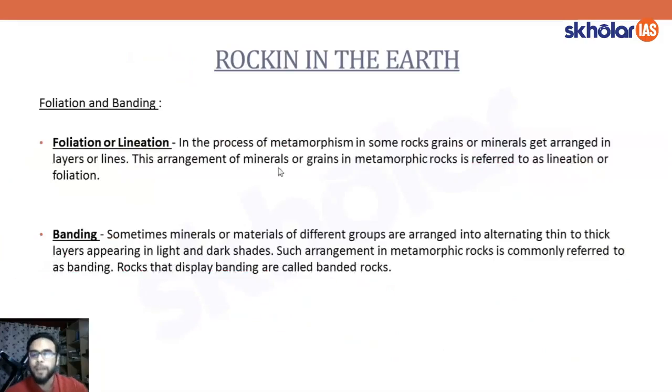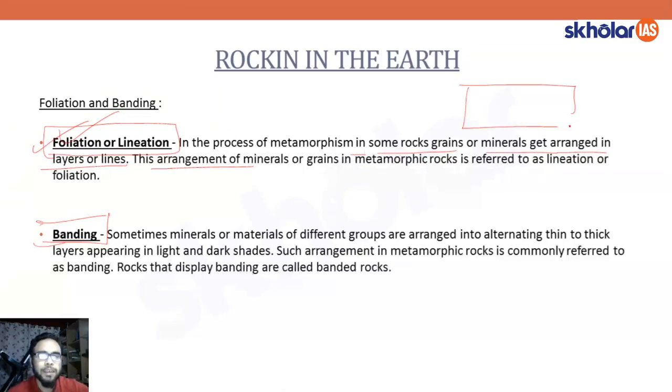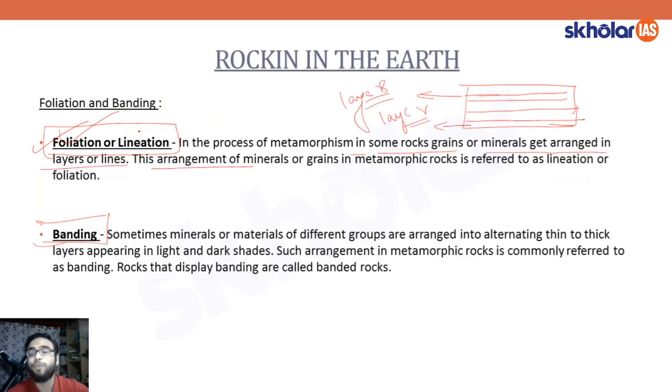Fine. Okay. Now in the case of metamorphic rocks, there are two important terminologies. First one is called foliation or lineation. The second one is called banding. So what is foliation or lineation? In the process of metamorphism, in some rocks grains or minerals get arranged in layers or lines. This arrangement is called foliation or lineation. That means in metamorphic rocks, the minerals are formed in different layers or stratifications are present, right? And this type of structure is called foliation. Understood this part?